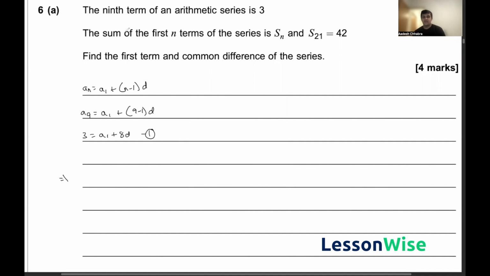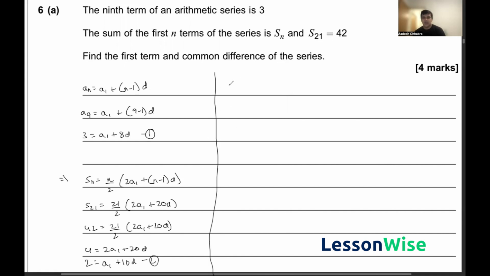Now, using our second bit of information, we've been told that the sum of the first 21 terms is equal to 42. So we can use the sum of an arithmetic series equation, which we know to be Sn is equal to n over 2 times 2a1 plus n minus 1 d. So we can substitute the values that we have. S21 is equal to 21 divided by 2 times 2a1 plus 20d. So we have 42 is equal to 21 divided by 2 times 2a1 plus 20d. Simplifying this further, we get 4 is equal to 2a1 plus 20d. And we can simplify this even further to get 2 is equal to a1 plus 10d. And this gives us our second equation.